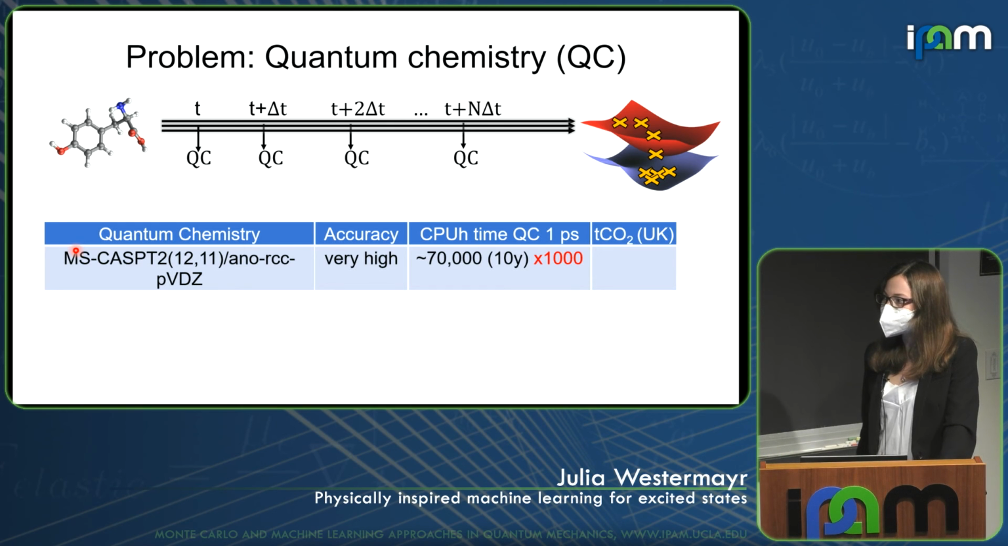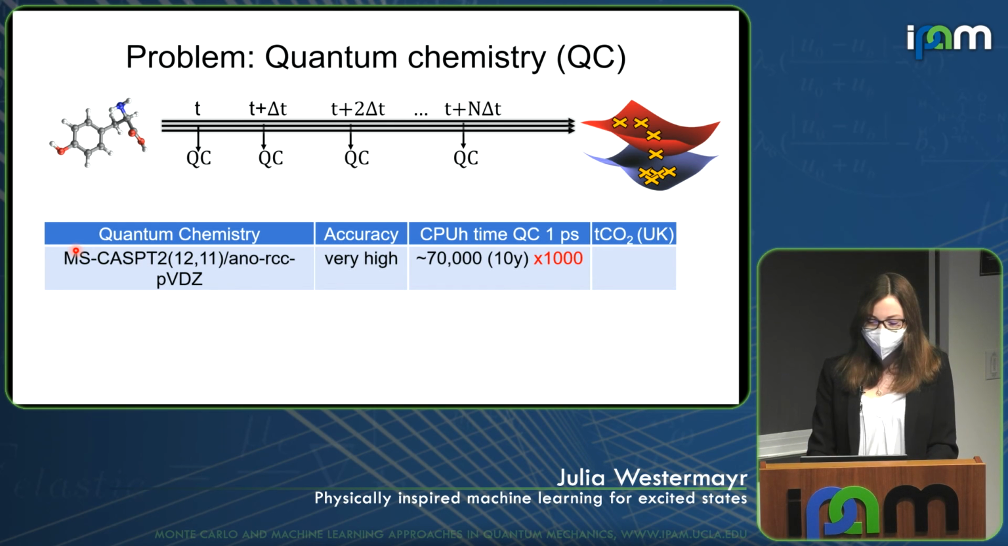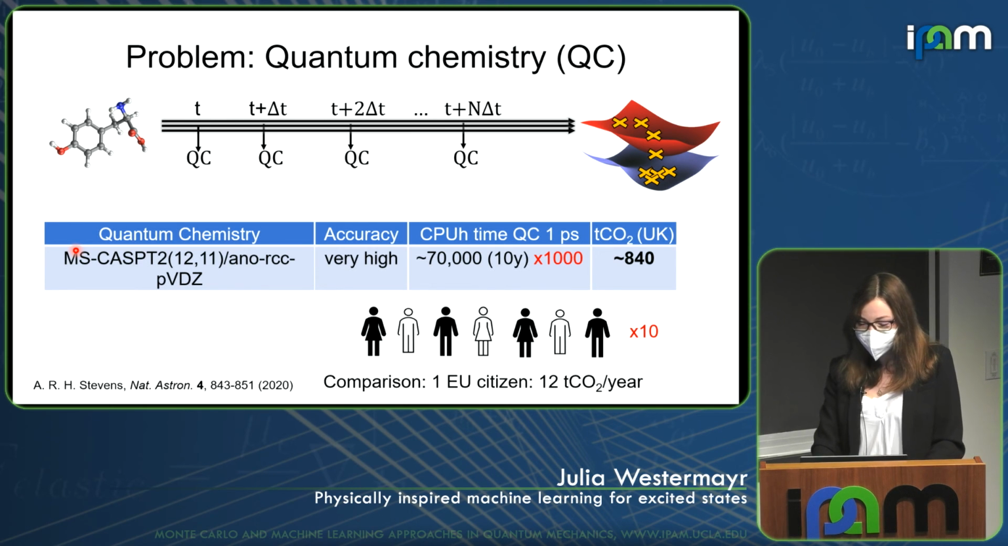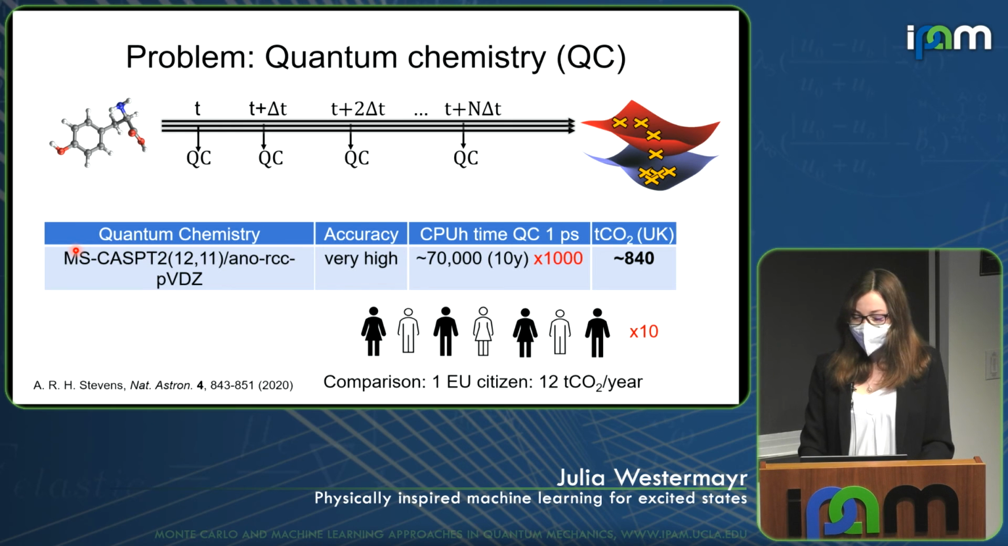I always ask how many tons of CO2 such a simulation would produce. Any guesses? This would produce about 840 tons of CO2, which would be equal to the amount of CO2 emission of 70 European citizens. So this is quite dramatic.